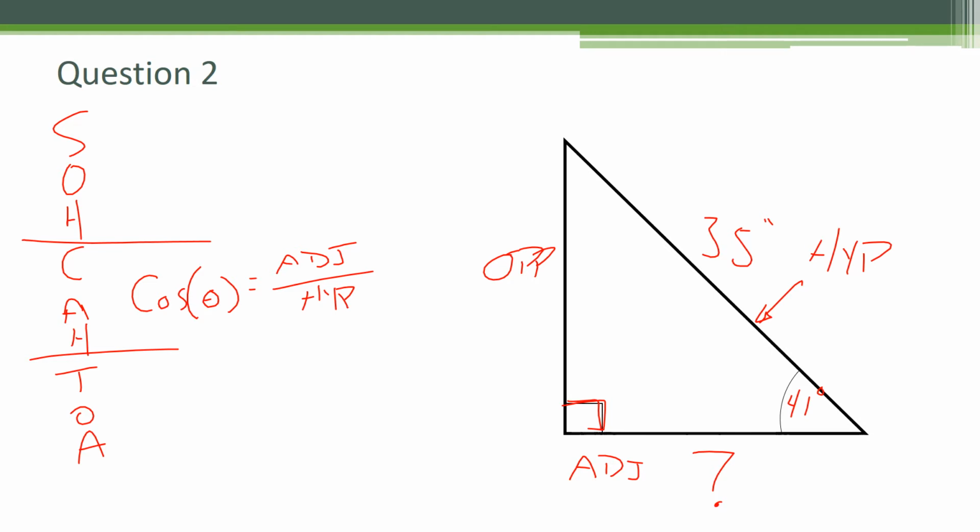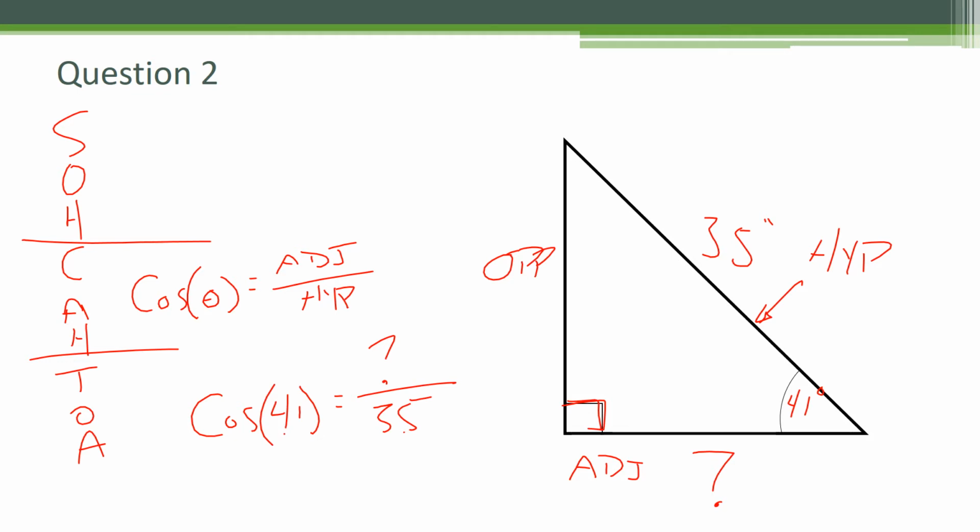Okay, so now I can just start throwing some numbers in there. Cosine of our angle, 41 degrees, is equal to the adjacent, we don't know, over the hypotenuse, 35. Okay, so if you guys like the formula of triangles, then that's great. In order to find this one, I just multiply these two together, the bottom two, this one and this one. I just multiply them together.